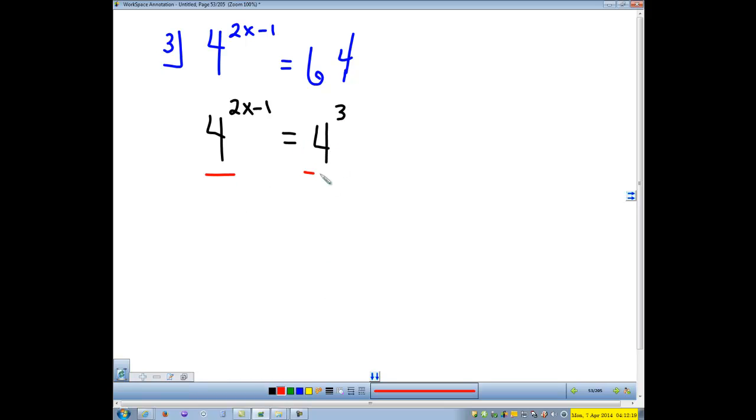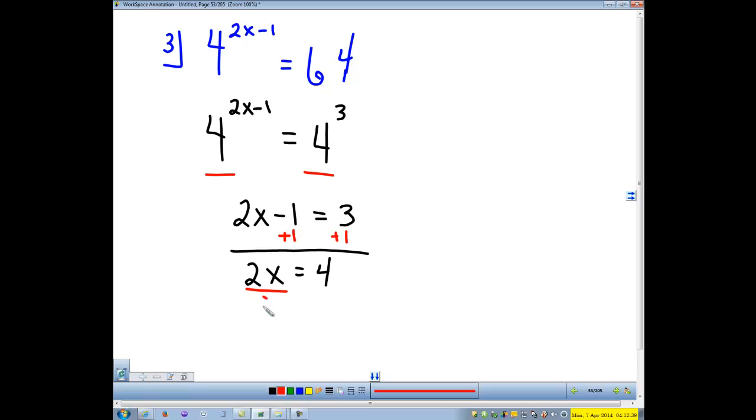Now the bases are the same. So we rewrite and set the exponents equal to each other and solve for x. Add 1 to both sides, and 2x is equal to 4. Dividing by 2, x is equal to 2.